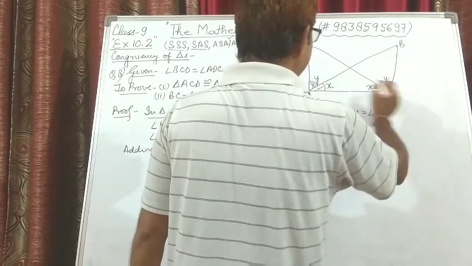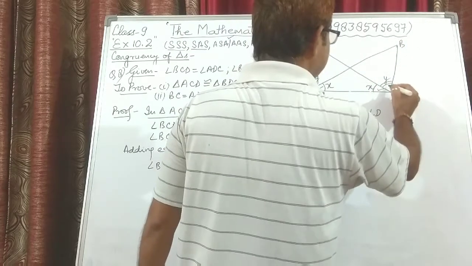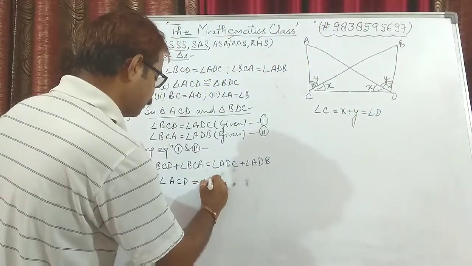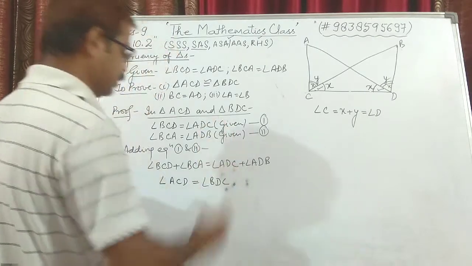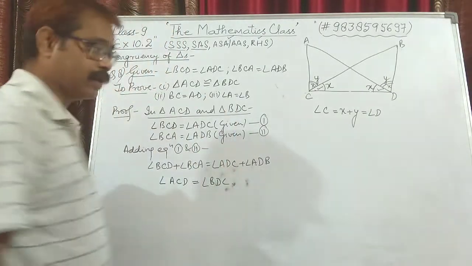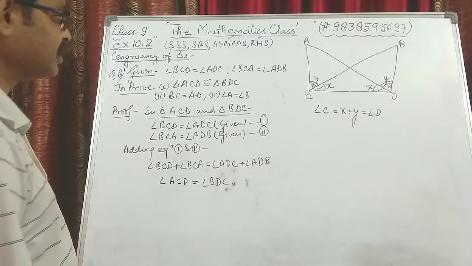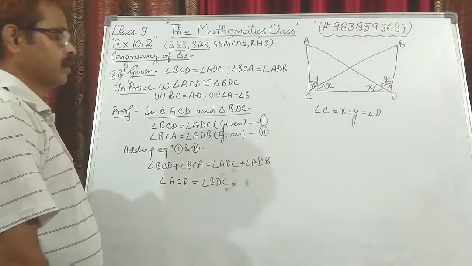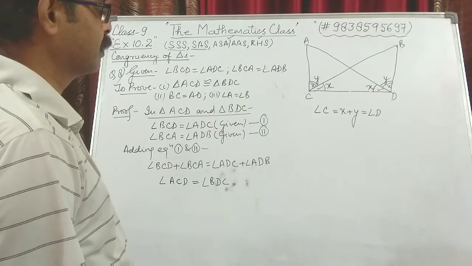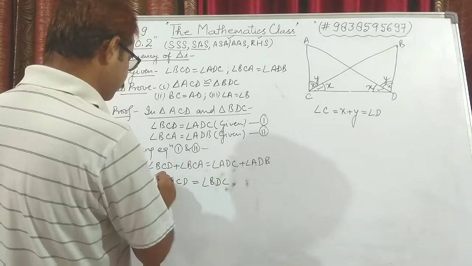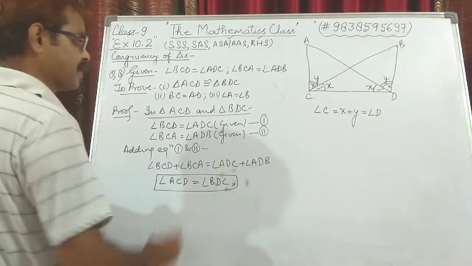Angle ADC, this angle, and ADB, this angle, total makes BDC. So you can say angle BDC. This is one proof that you have done. It means you have made the angles equal. Then we can say that this is one proof, means one equation that we have done.